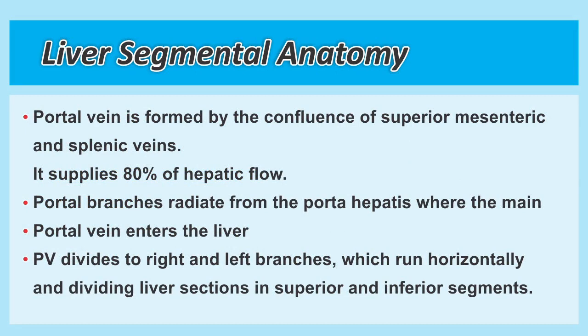The portal vein is formed by the confluence of the superior mesenteric vein and splenic vein. It supplies almost 80% of hepatic flow. Portal branches radiate from the porta hepatis, where the main portal vein enters the liver. The portal vein divides into right and left branches, which run horizontally, dividing liver sections into superior and inferior segments.